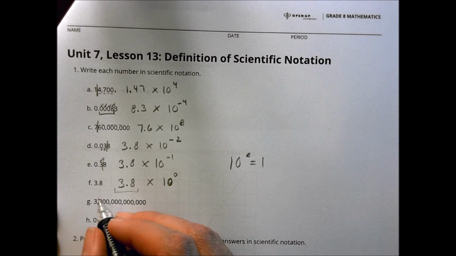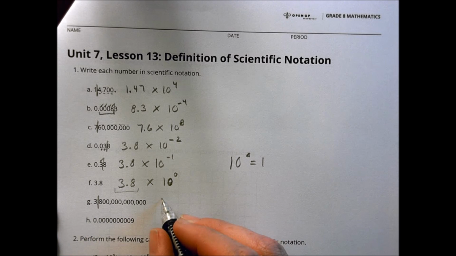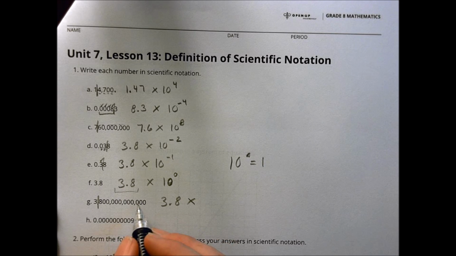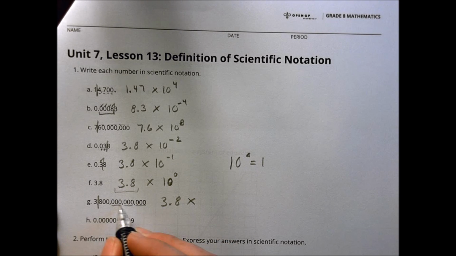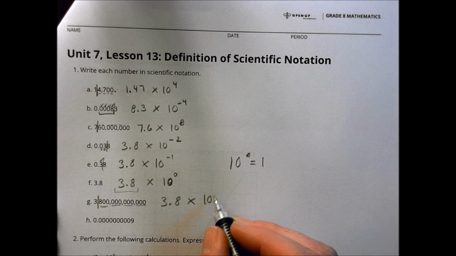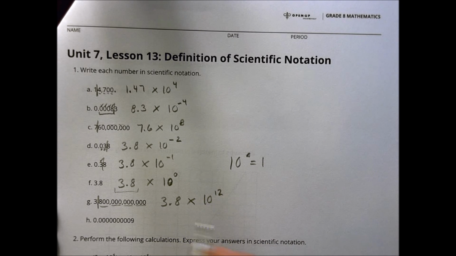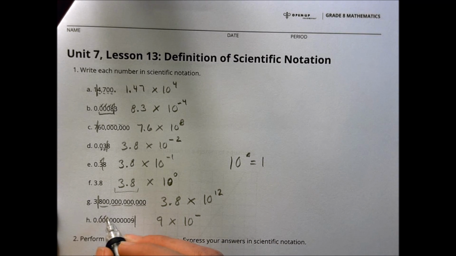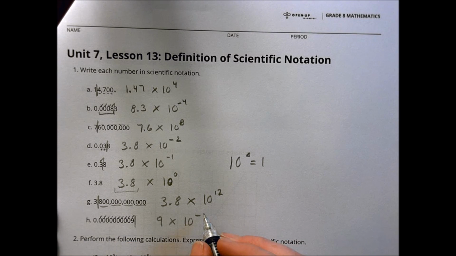For G, we're going to break it right there again. So there's 3.8. I'm going to multiply by 10 to the power of how many digits are here. So you have 3, 6, 9, and 12. So that's 10 to the 12th power. And finally, our last one, we have just the 9, and we're going to break it there, which is fine. So we have 9 times 10 to the negative. We've got to count these up. We have 1, 2, 3, 4, 5, 6, 7, 8, 9, 10. So 9 times 10 to the negative 10th power, and we're set.